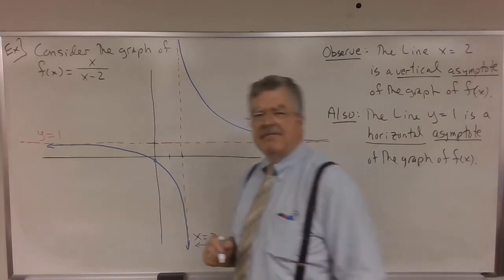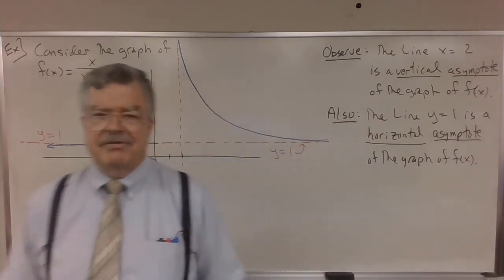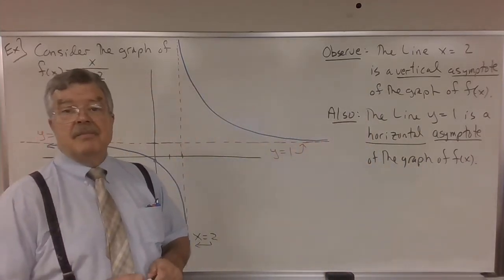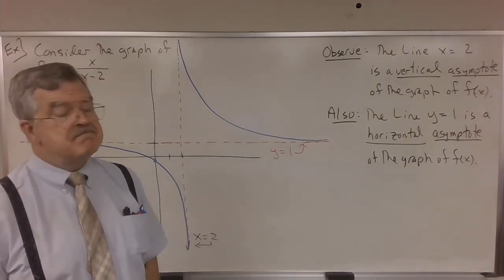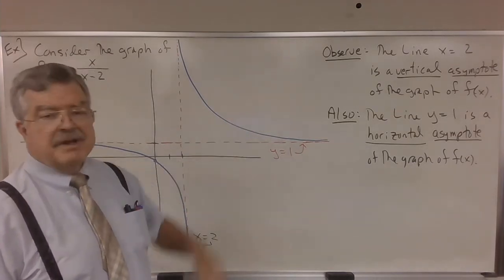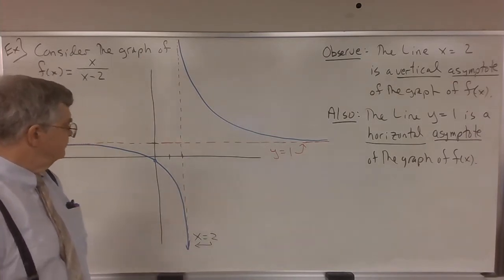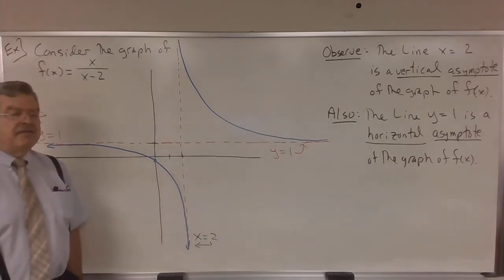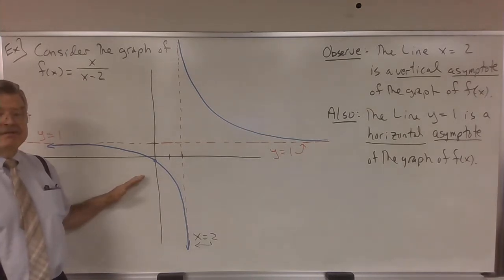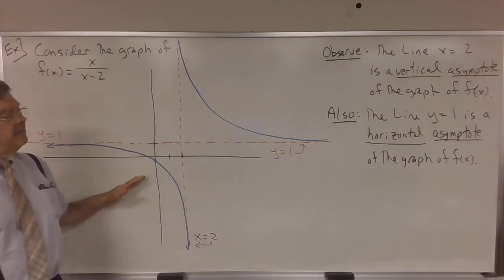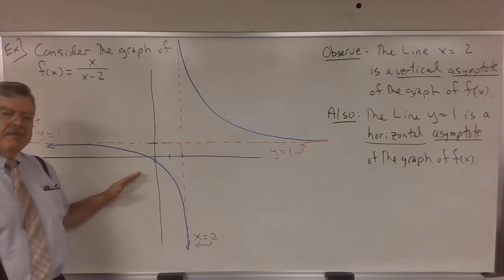So this graph has two asymptotes. Some graphs don't have any, some graphs have one. This one has two. Now this is a good example for showing us what an asymptote is. And I think by now we probably get the idea of what an asymptote is.